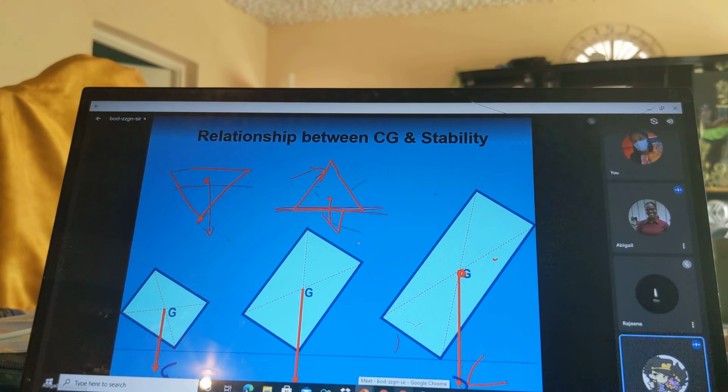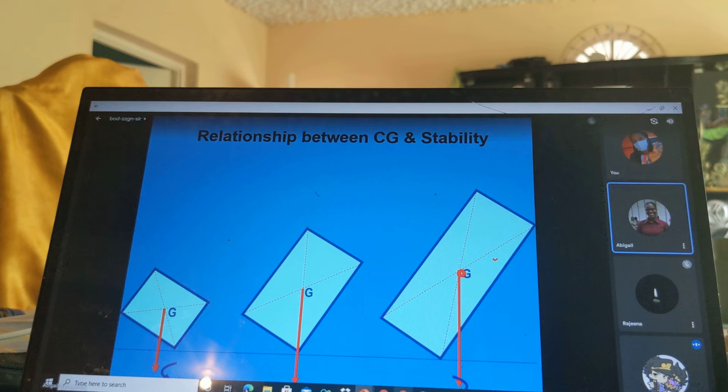Go ahead, you're going to say something. Miss, I wanted to ask about the rectangle 3, Miss. What if the weight at the bottom was heavy, like there was more weight at the bottom compared to the top? For example, if you had put a bunch of stones in it, Miss.